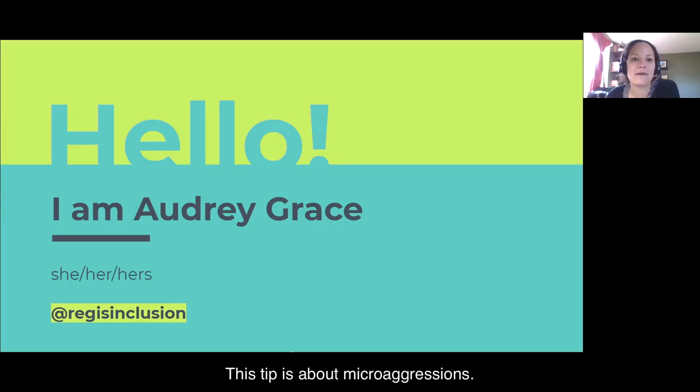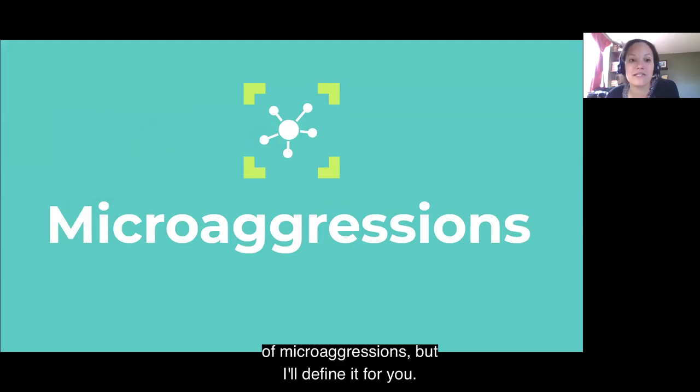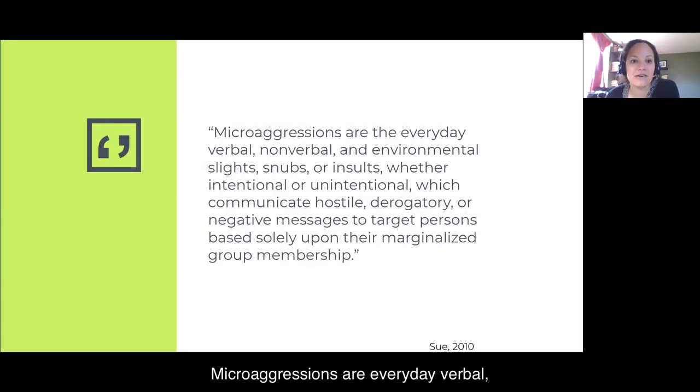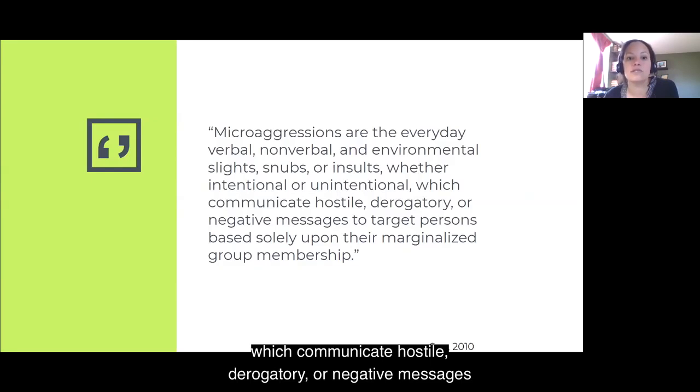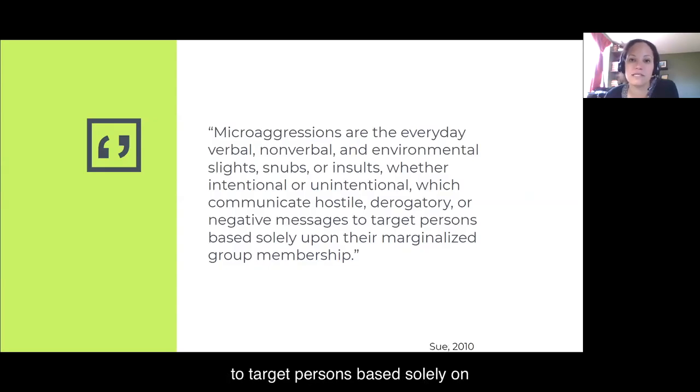This tip is about microaggressions. Some of you are familiar with the concept of microaggressions, but I'll define it for you. Microaggressions are everyday verbal, nonverbal, and environmental slights, snubs, or insults, whether intentional or unintentional, which communicate hostile, derogatory, or negative messages to targeted persons based solely on their marginalized group membership.